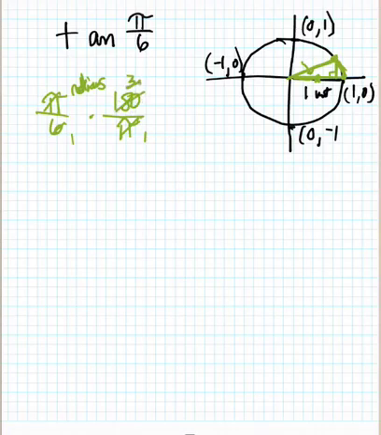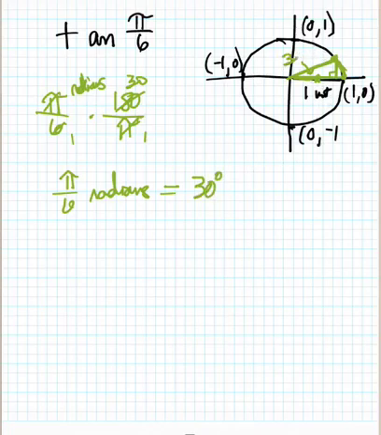So the pi's cancel, the 6 goes into 180 30 times. So pi over 6 radians is exactly equal to 30 degrees. Doesn't that make sense? Just eyeballing it over here, that's a 30 degree angle. So this is a 30-60-90 right triangle, so I know this is 1/2 the height, and this distance right here is radical 3 over 2, because remember we proved that for a 30-60-90 right triangle.